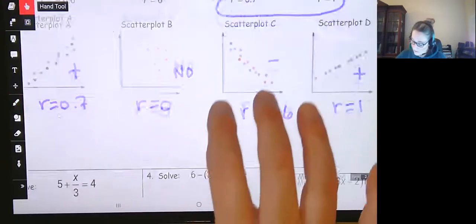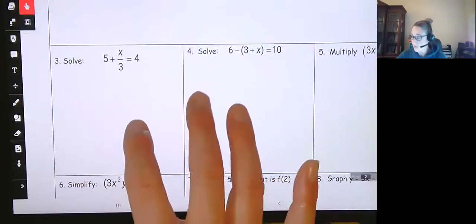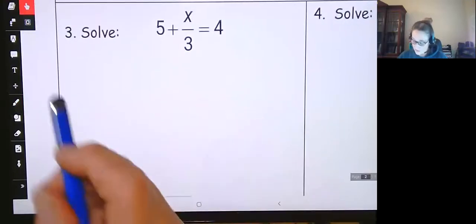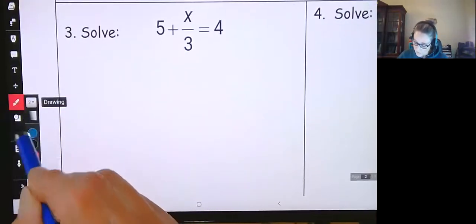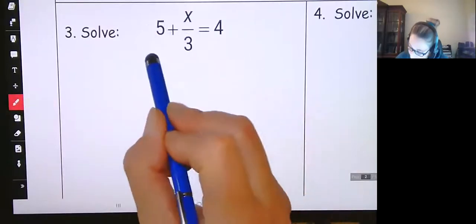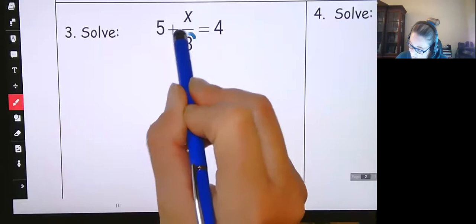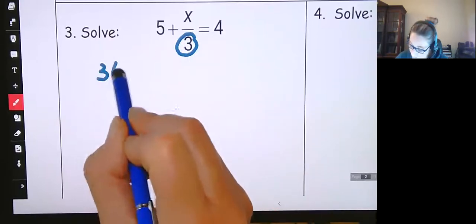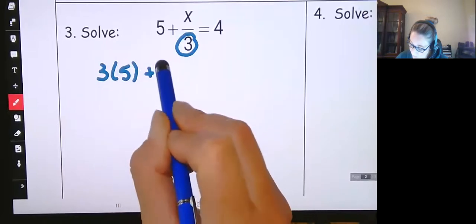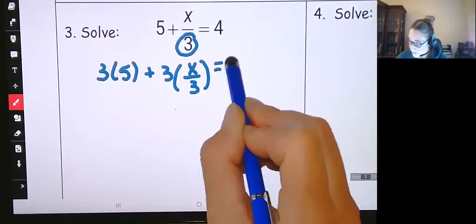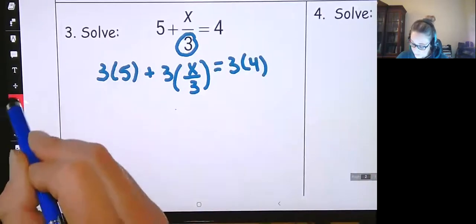Now the next part is review. So on a problem like this, one way to do this is fraction busting. What I can do is multiply everything by 3 to get rid of that 3 in our denominator. So I'm going to go 3 times 5, 3 times x over 3, and 3 times 4.